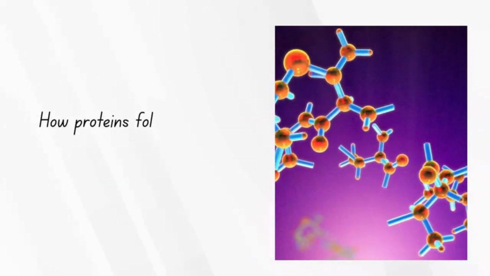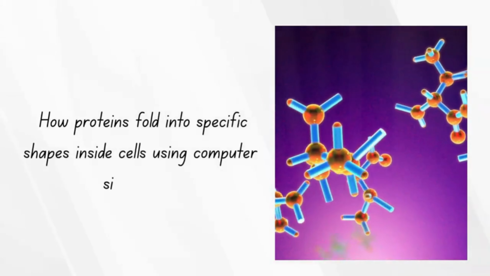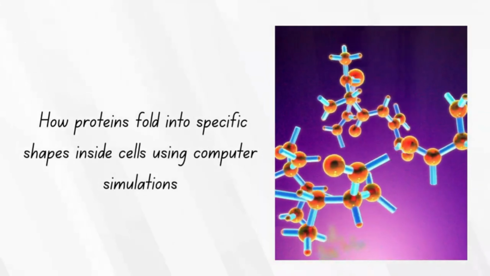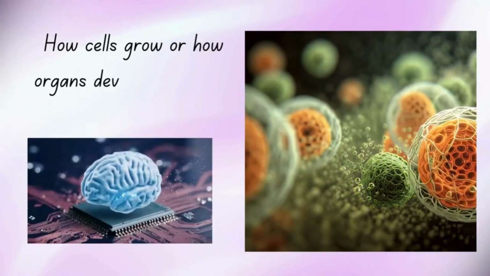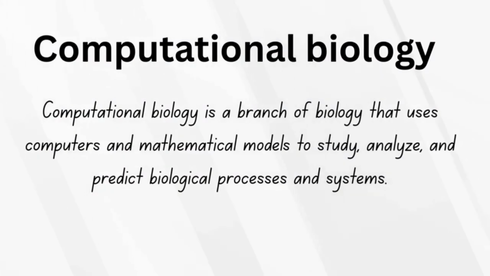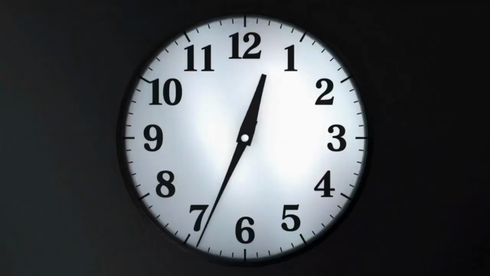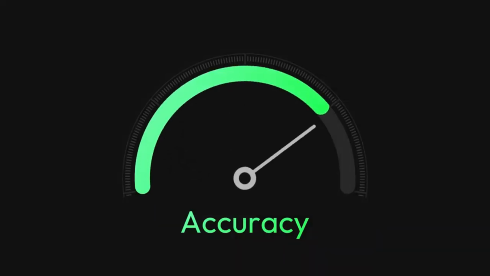Another example is studying how proteins fold into specific shapes inside cells using computer simulations. A third example is modeling how cells grow or how organs develop over time. So, computational biology helps scientists test ideas safely and quickly before doing real experiments. It saves time, reduces cost, and improves accuracy in biological research.